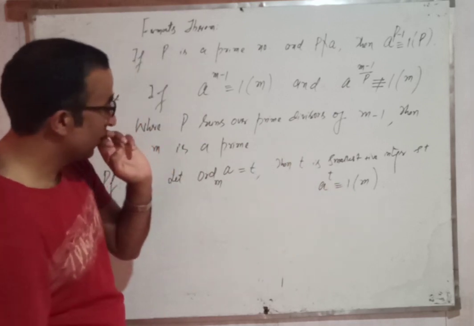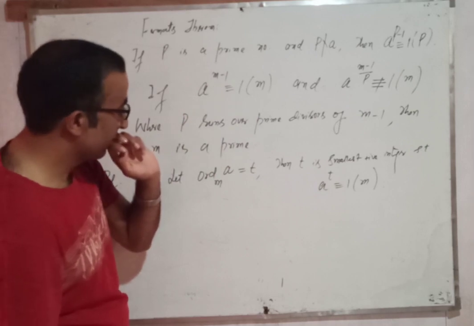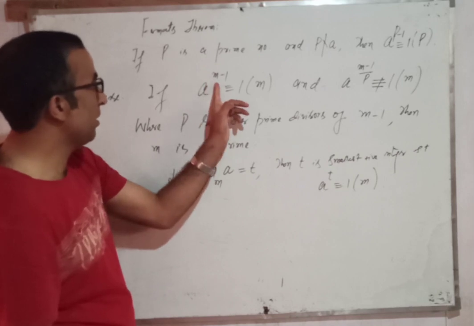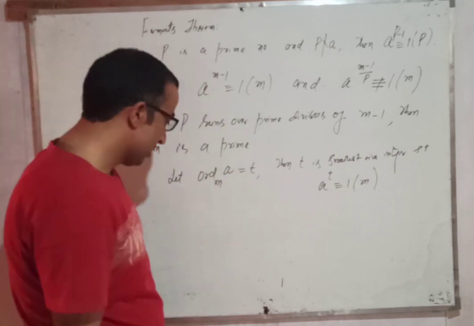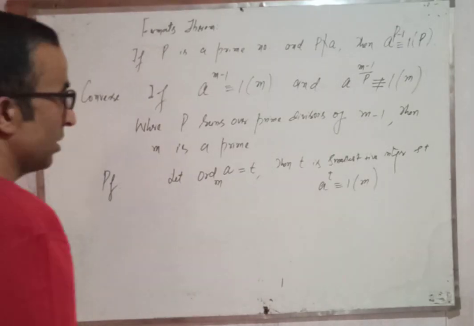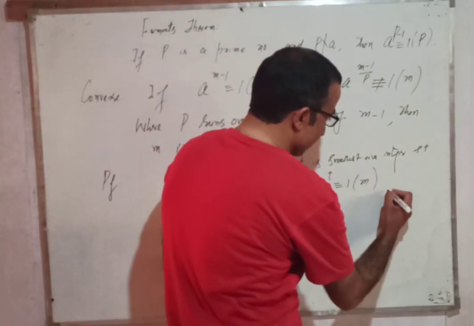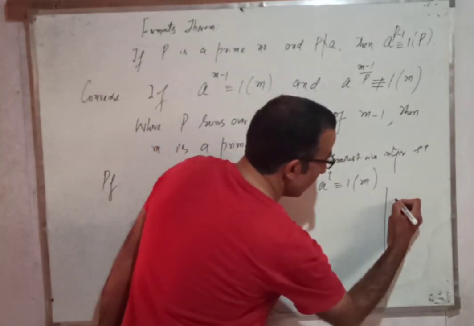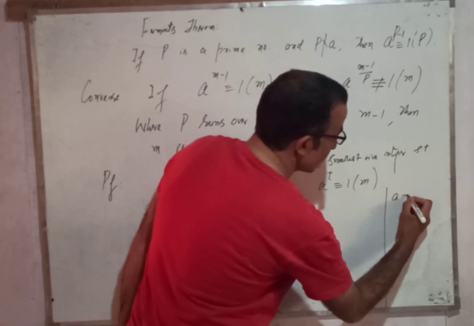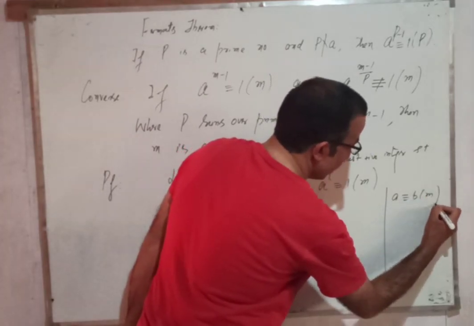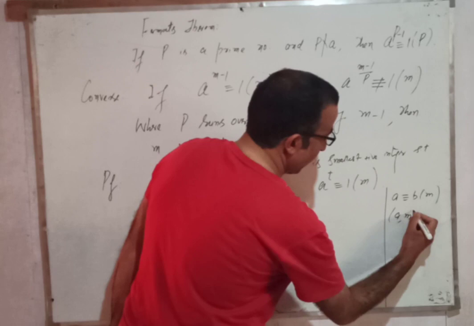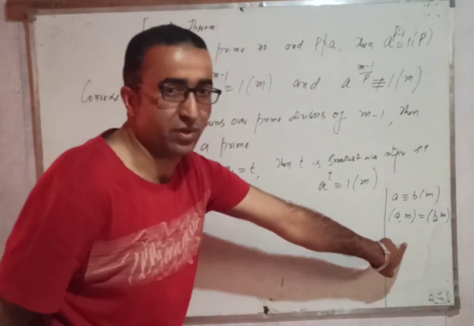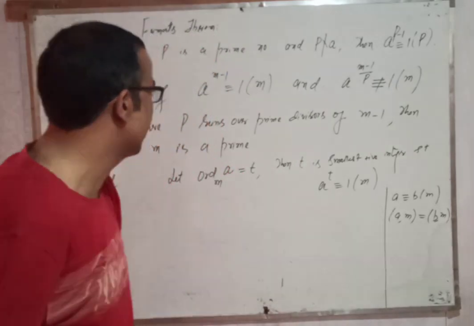First of all, what about the GCD of a and m? Because when we talk about the order, we always have GCD 1, but here you have a power m minus 1 congruent to 1 mod m. There is in fact one result which you can see on your own. If a is congruent to b modulo some integer m, then the GCD of a and m is the same as the GCD of b and m. This is very simple.